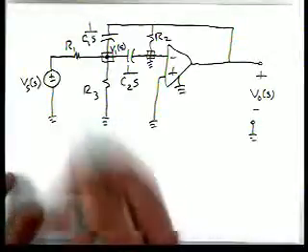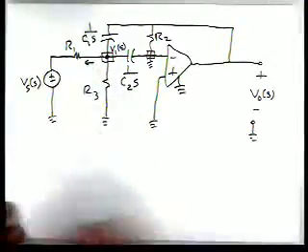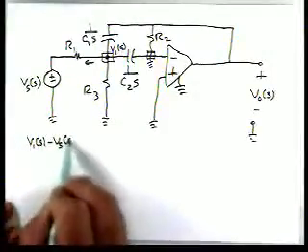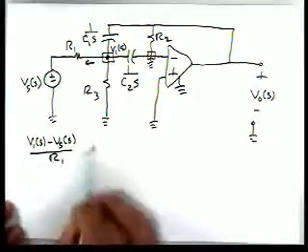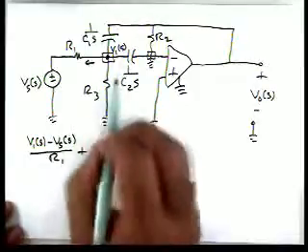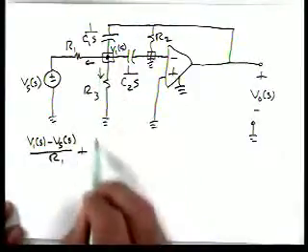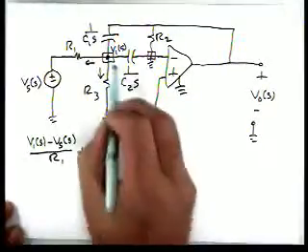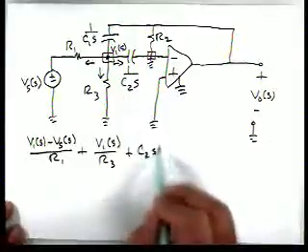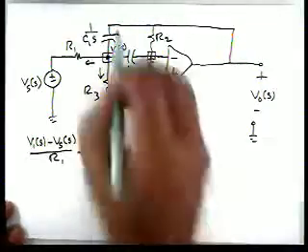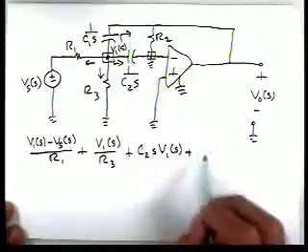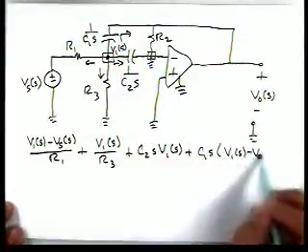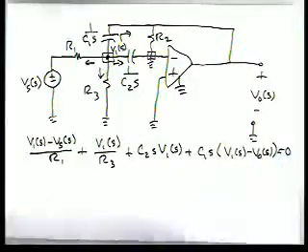We're going to sum currents leaving that node. So if we look, we'll have V1 minus Vs over R1. And then here we'll have V1 over R3. This way we'll have C2S V1, and then this way we'll have C1S times V1 of S minus V0 of S. And that's all equal to 0.